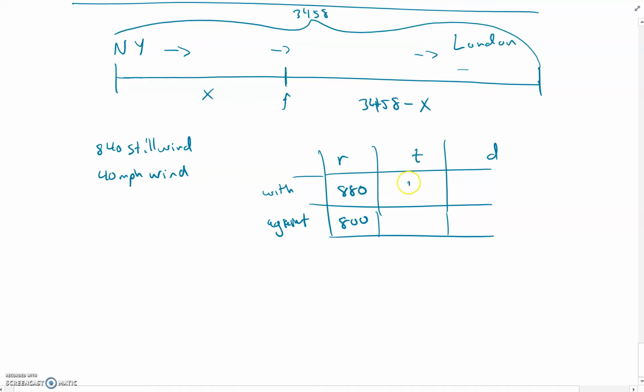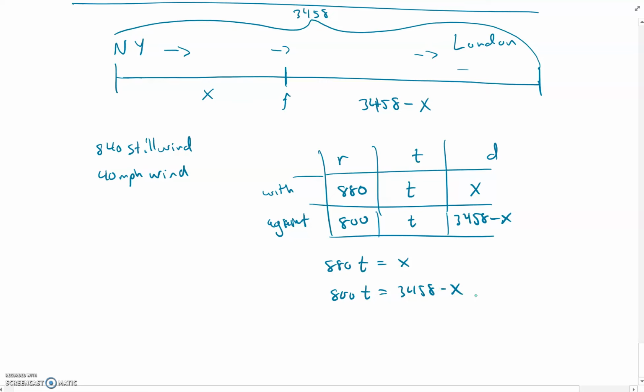We want to know when all the times are the same. Coming back, it's x distance. Going over, it's 3,458 minus x. So you just fill in all the holes with this information. Now we have rate times time equals distance. So 880 times t equals x. 800 t equals 3,458 minus x.